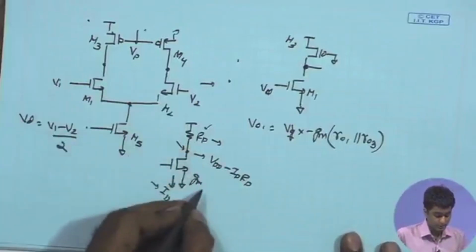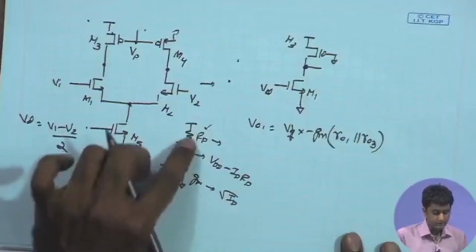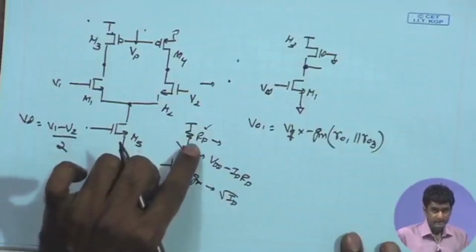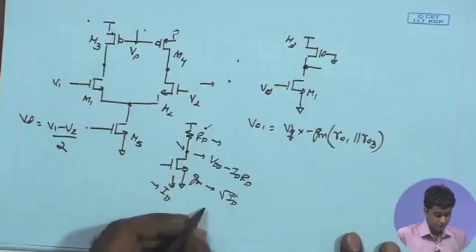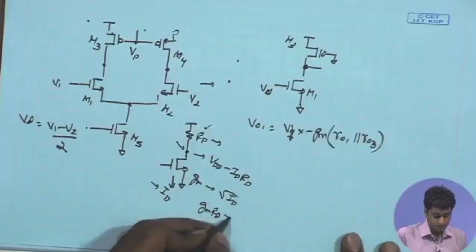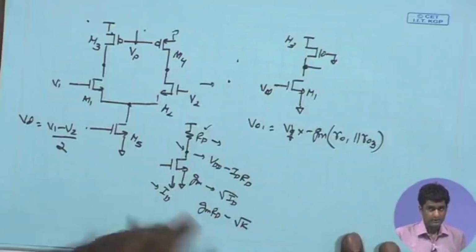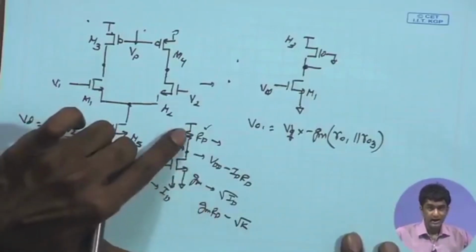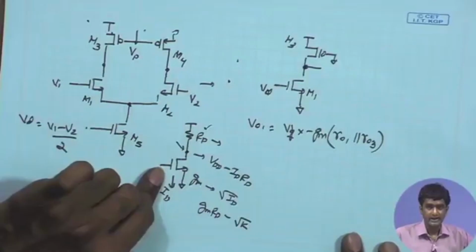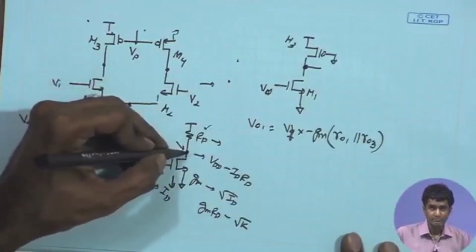In that case, I know that GM is proportional to root ID. So if I am increasing RD by a factor of k and reducing ID by the same factor, the GM RD product is going to go up by root k. That means you will be able to increase the overall gain by root k by increasing the RD and reducing ID by the same amount while keeping the DC bias point intact.